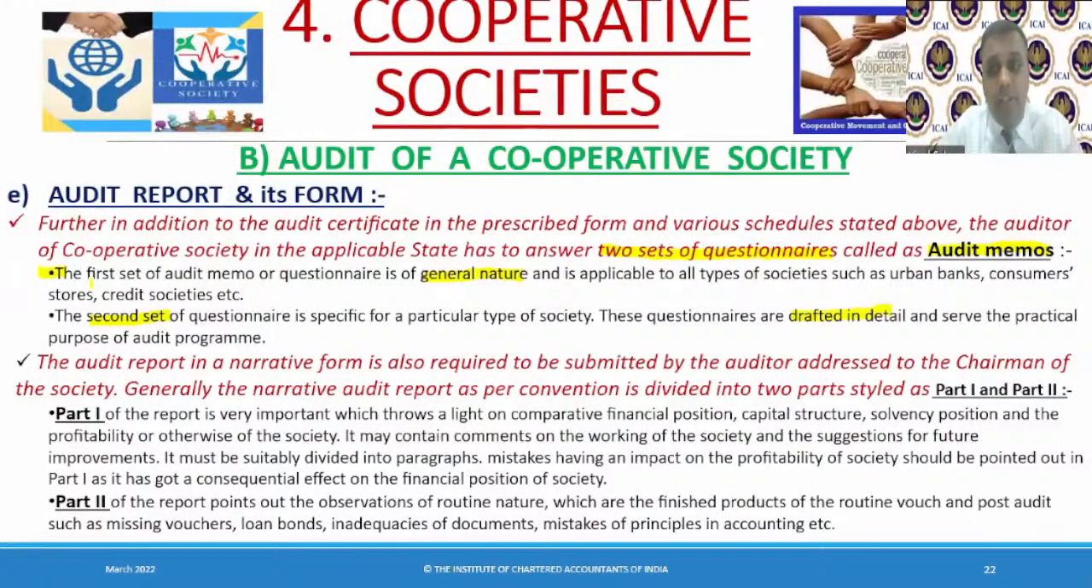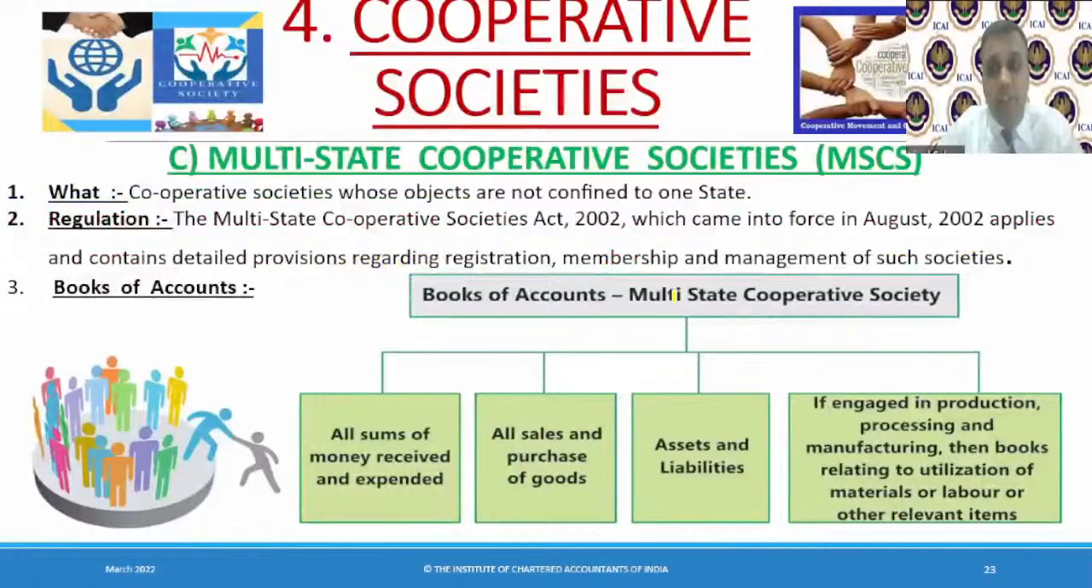Okay, fine. Now coming to multi-state cooperative societies, this applies to these societies, which contain all the same books: all sums of money received and expended, sale and purchase of goods, assets and liabilities and other relevant items, right? Relating to material, labor, and other relevant items, they have to maintain.